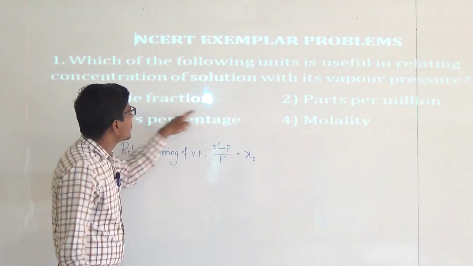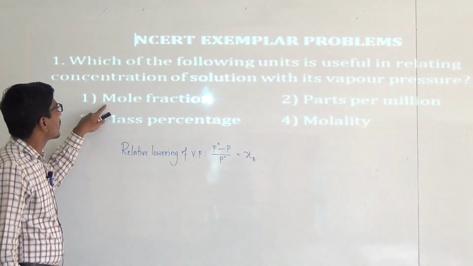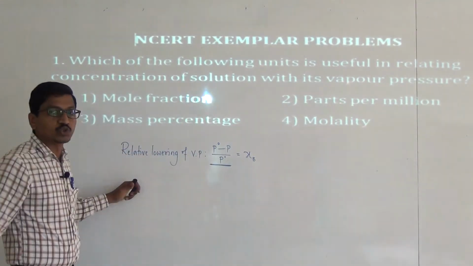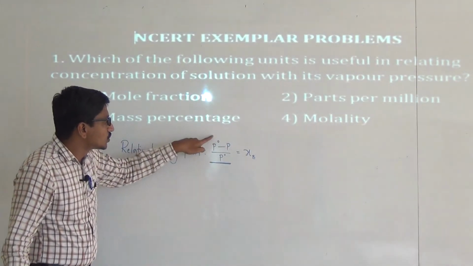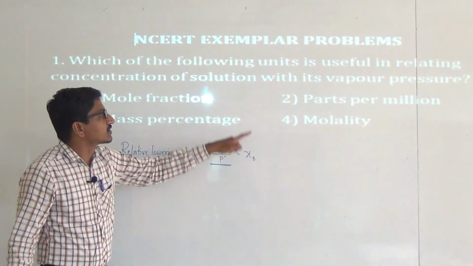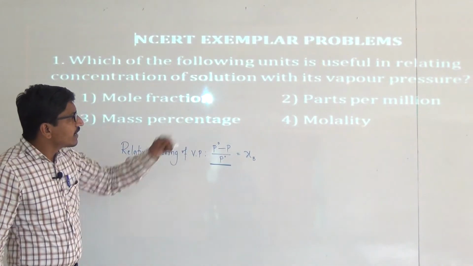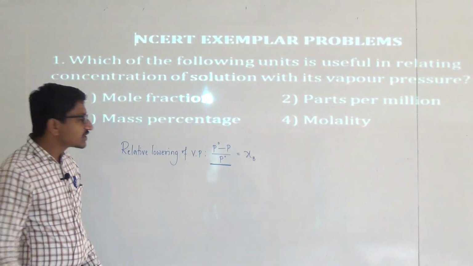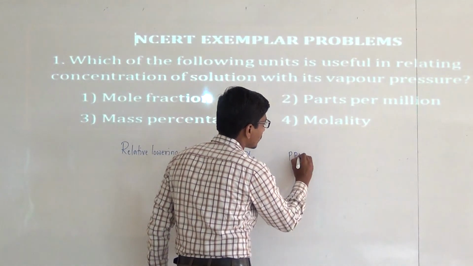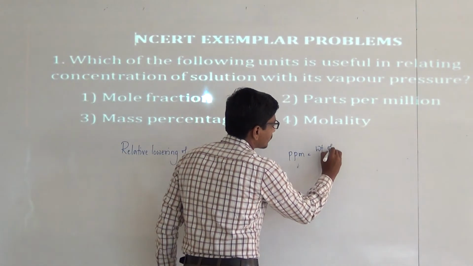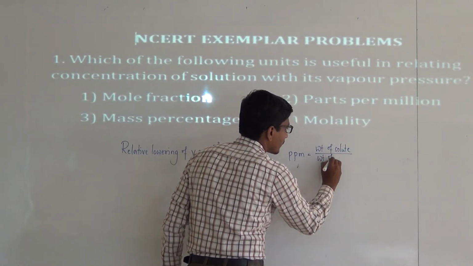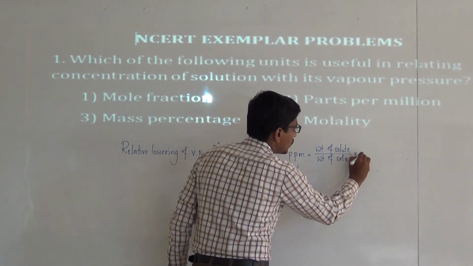Among all these four options, in the first one, the mole fraction is related to the vapor pressure of the solution. The relative lowering of vapor pressure is always equal to the mole fraction. The second one is parts per million. ppm is equal to weight of solute by weight of solution into 10 raised to 6.